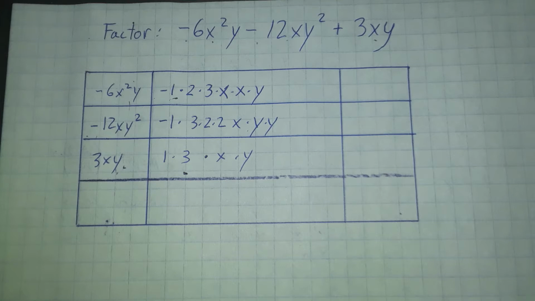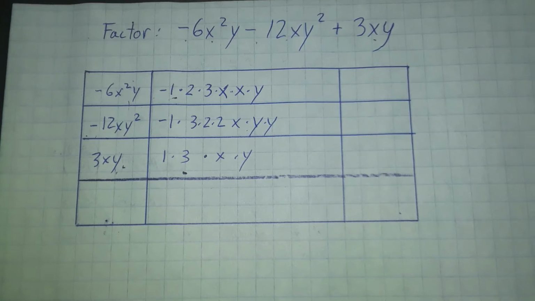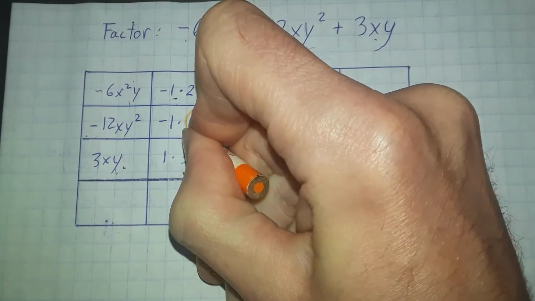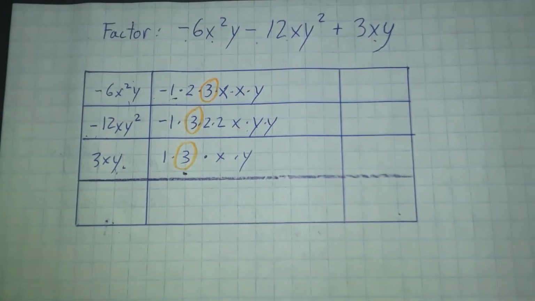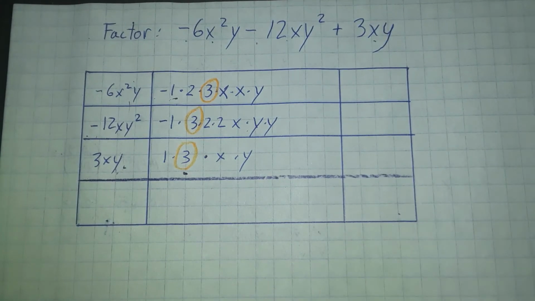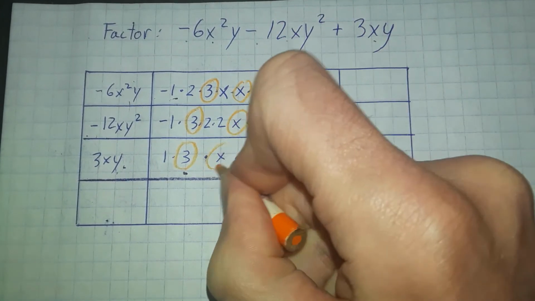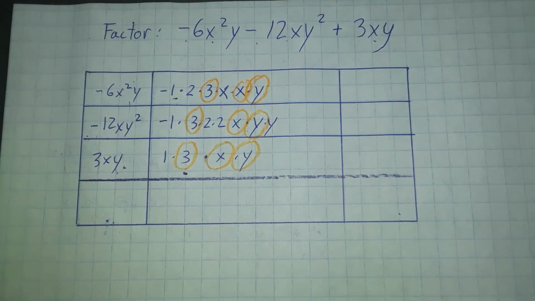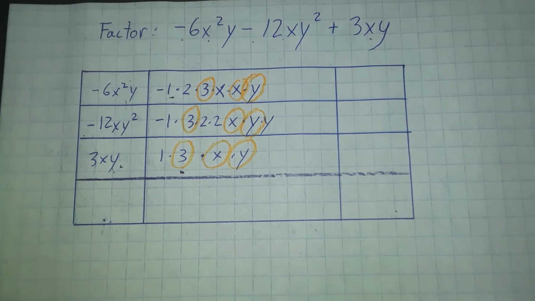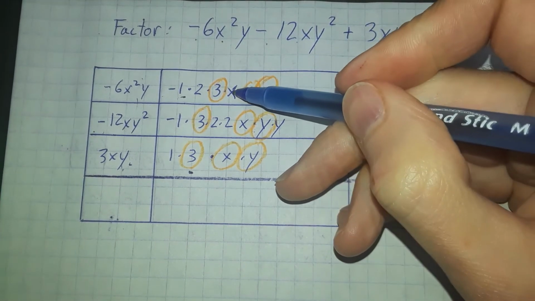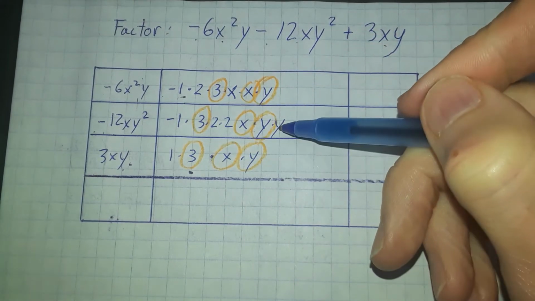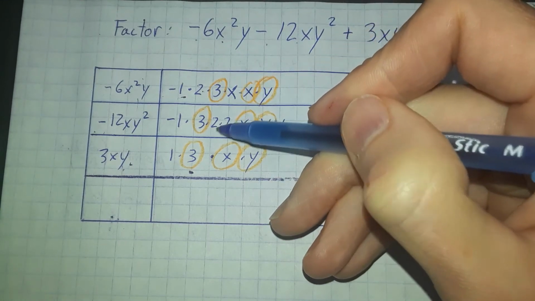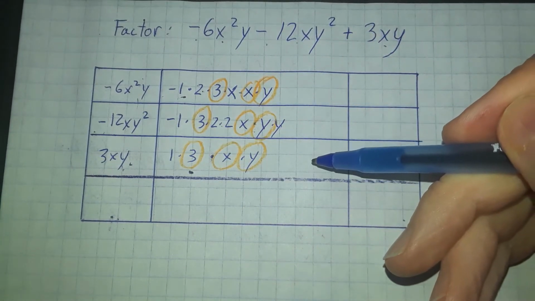Alright, the next step is to go through and circle the terms that are in common in each line. For instance, I have a 3, a 3, and a 3 on each of the 3 lines, so I want to circle that. Next, I have an x, and an x, and I also have a y, and a y. I don't have anything else in common. I have an x here, but no other x's here. I have a y here, no other extra y's anywhere else. I have a 2 here and a 2 here, but no 2 here, so it doesn't get circled either.